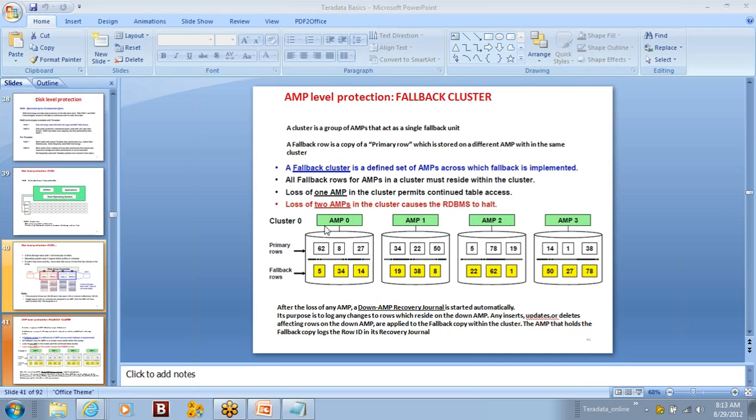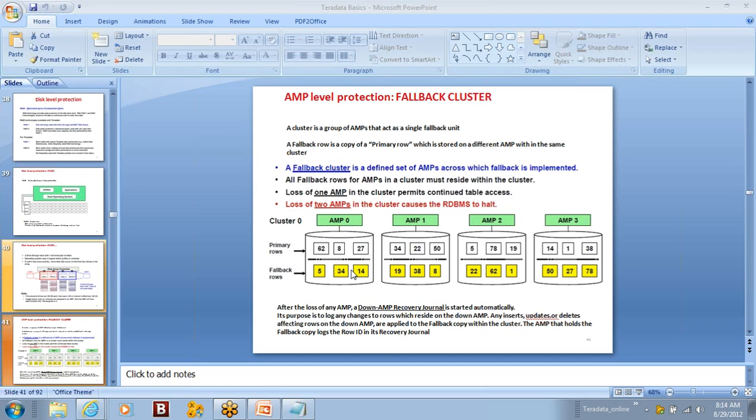Once AMP0 is repaired and gets back into active status, it will read the journals written by all other active AMPs during its absence, and then it will apply all the transactions on its own data, so that the data will be in sync with the fallback section of the other AMPs, or the primary section of other AMPs for the fallback information. All the data here is updated and made in sync with all other AMPs' fallback data or primary data, whichever it contains.